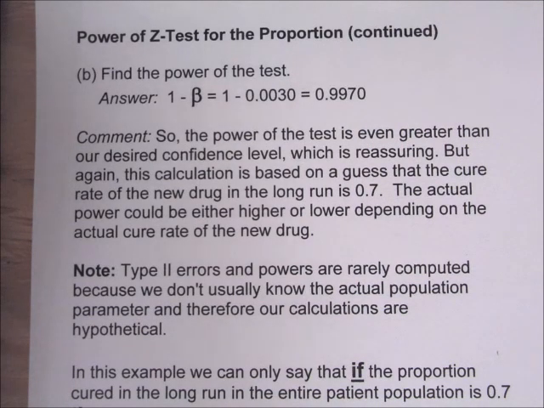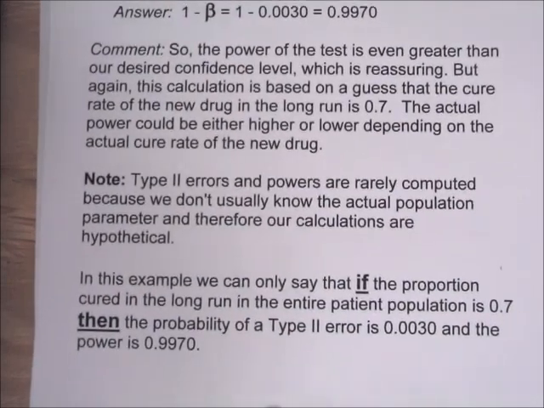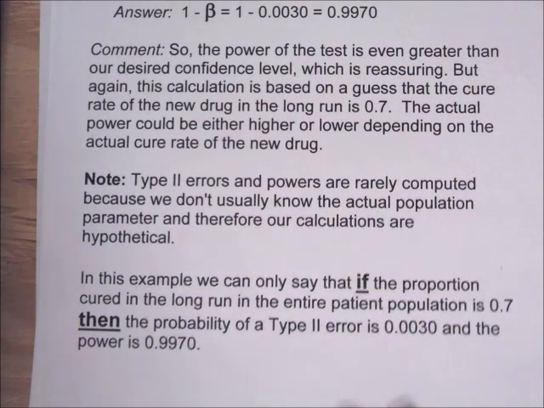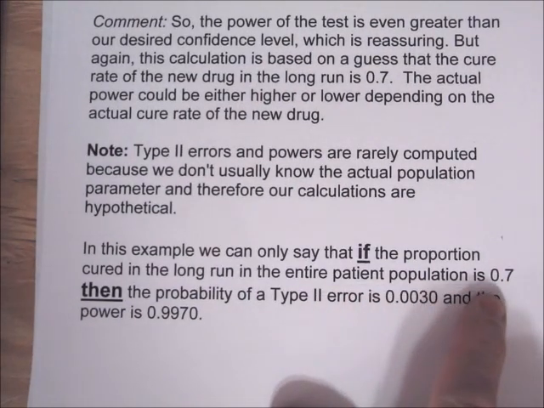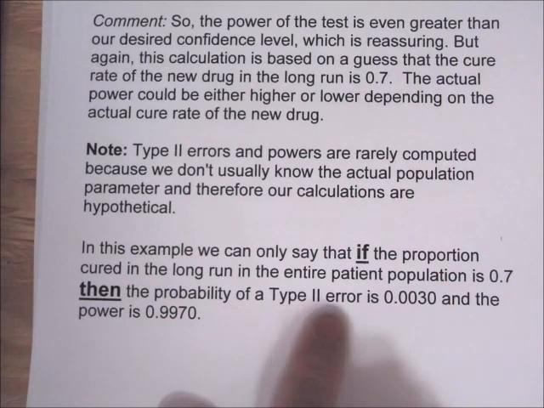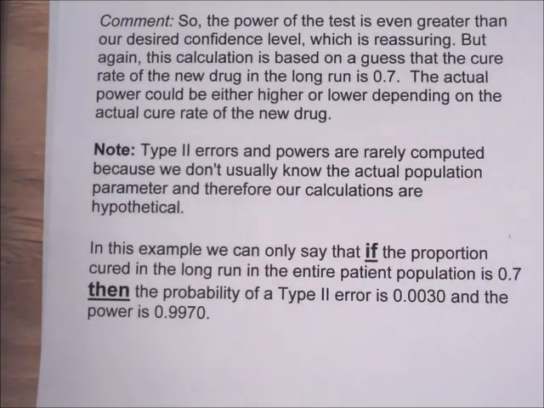And a reminder again that type 2 errors and powers are rarely computed because we don't usually know the actual population parameter, and therefore our calculations are hypothetical. In this example, we can only say that if the proportion cured in the long run in the entire patient population is 0.7, then the probability of a type 2 error is 0.003 and the power is 0.9970. And that concludes this presentation.